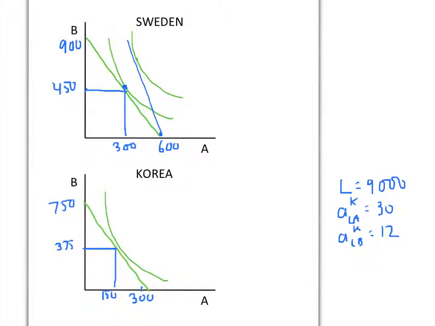The same is true for Korea. They will specialize in the production of good B, then they will trade at the terms of trade, 2B per A, allowing them to reach a higher indifference curve and therefore be able to consume outside of its production possibilities frontier, making both Korea and Sweden better off after trade compared to before trade.